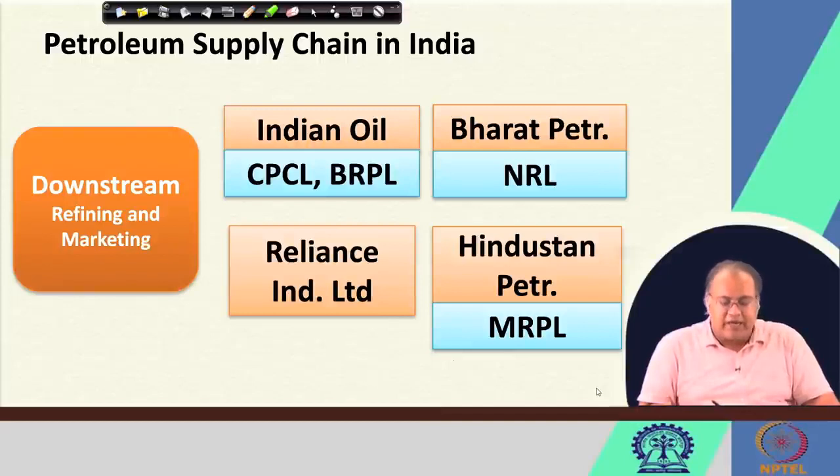Say for example, there is Indian Oil. Indian Oil actually does the refining and produces the product, and then CPCL, BRPL take care of the marketing. Then Bharat Petroleum again takes care of the refining, whereas NRL takes care of the corresponding marketing. Then Reliance India takes care of both refining and marketing. Then there is Hindustan Petroleum, which takes care of refining, and MRPL correspondingly does the marketing. So, these are the different downstream industry bodies which are there.